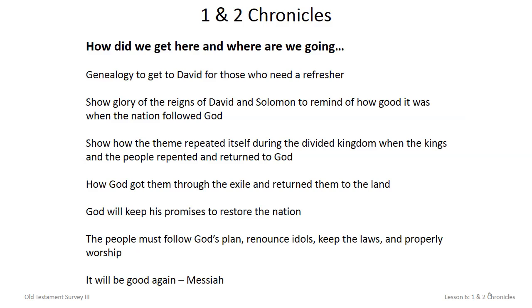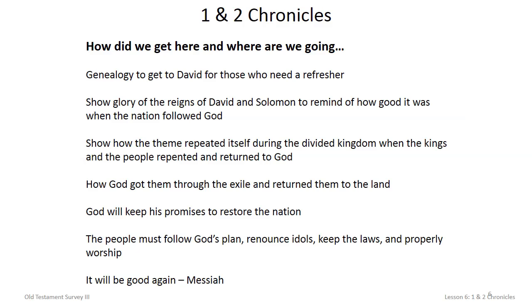So another way you might look at First and Second Chronicles, if you're going to summarize it in a sentence, is how did we get here and where are we going? It's like I said, kind of a Cliff Notes, because a lot of these people have now come back. You've had 70 years where the people have been living in a foreign land.